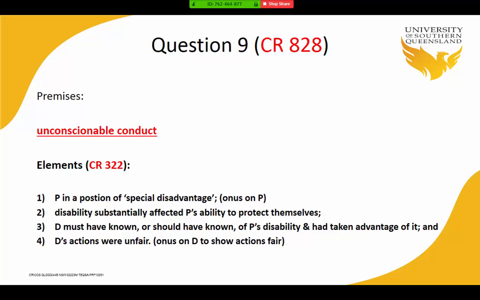Now, what do you need to do? You have the scenario, which comes from your notes. What comes next? At the top of every page, you're going to put issue 1. What's the first issue for you? P in a position of special disadvantage. Is that an issue? What fact are you going to use to argue that the congregation was in a position of special disadvantage?